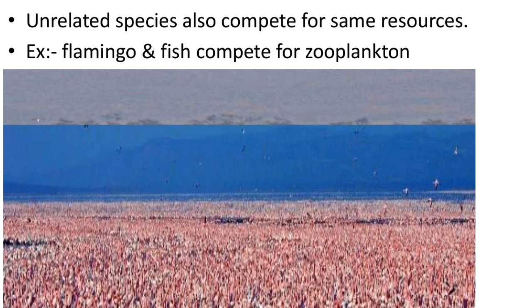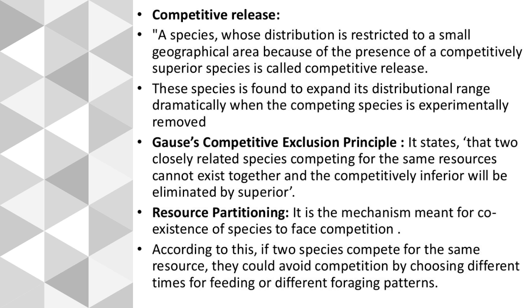Unrelated species also compete for some resources. For example, flamingo and fish compete for zooplankton. Competitive release: a species whose distribution is restricted to a small geographical area because of the presence of a competitively superior species expands its distributional range dramatically when the competing species is experimentally removed.